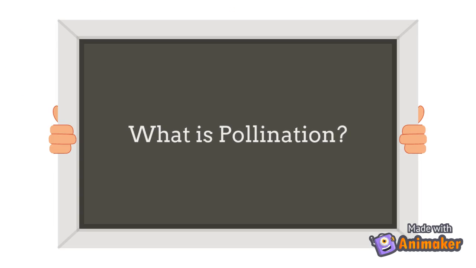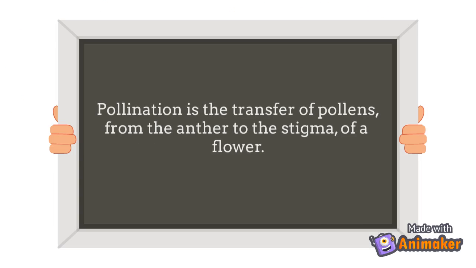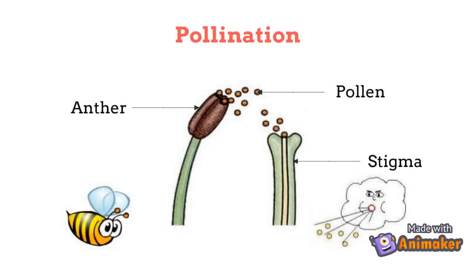What is pollination? Pollination is the transfer of pollens from the anther to the stigma of a flower. Look at the picture carefully. What do you see? Well, I am sure you can see the process of pollination in which pollens are being transferred from anther to stigma. But, can you guess, what is a bee and the wind doing in this picture?